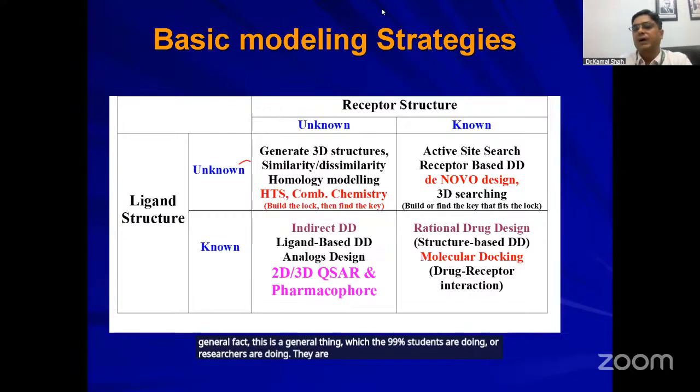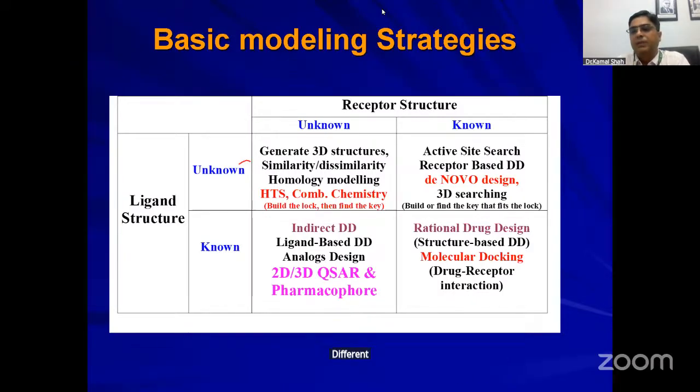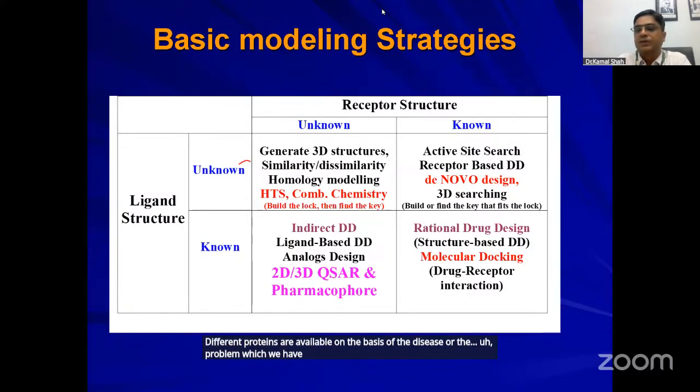This is a general thing which 99% of students or researchers are doing. They have the known receptor, and they just download it through the Protein Data Bank, that is PDB. Different proteins are available by different IDs, on the basis of the disease or the problem which we have. Through that, it is just downloaded.